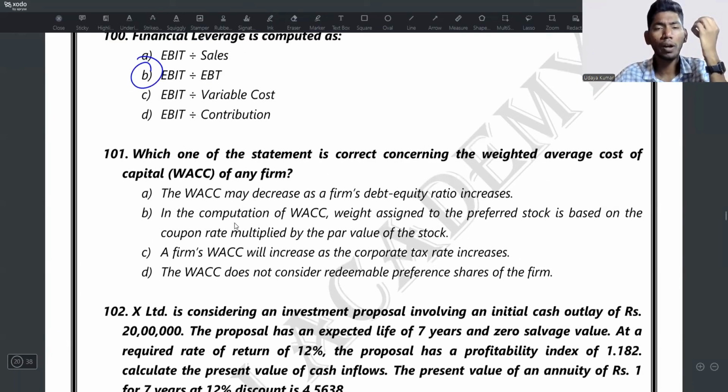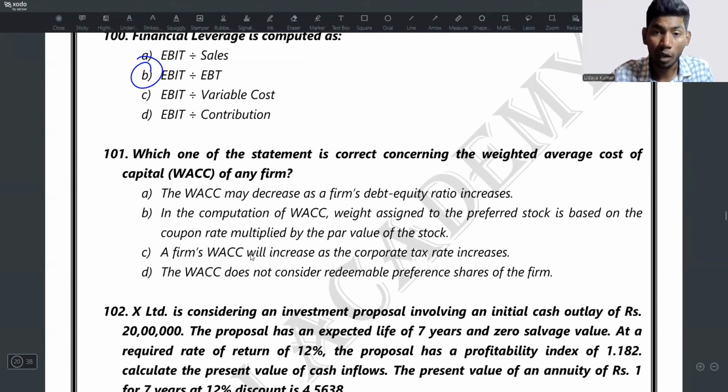Question 101. Which one of the statements is correct concerning the weighted average cost of capital of any firm? This is one of the questions asked in the 2022 exams. Option A, the weighted average cost of capital may decrease as a firm's debt equity ratio increases.